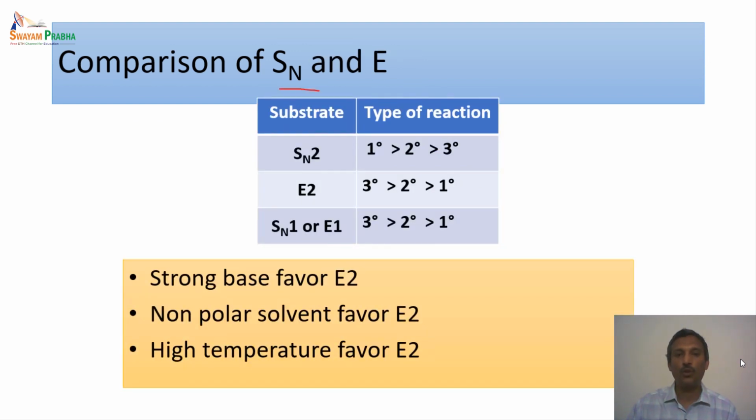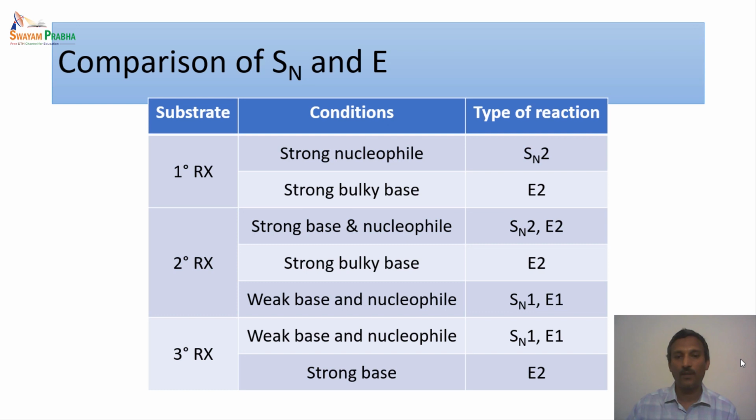In the comparison between nucleophilic substitution and elimination, we can say for the bimolecular reaction, primary reacts faster compared to tertiary. In the case of E2 elimination or the SN1 and E1 mechanisms, in both cases tertiary reacts faster than the primary one. So in other words, strong bases favor E2 reaction, non-polar solvents favor E2 reaction, and high temperature also favors E2 reactions. So this again you can go through.